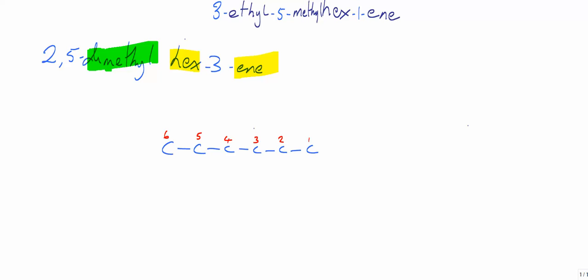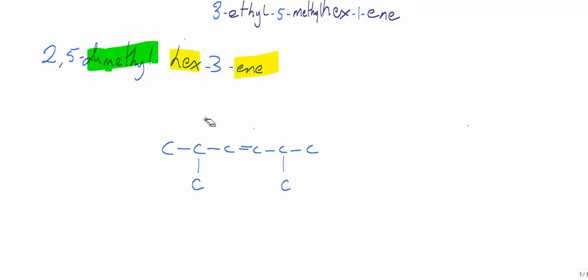Well, let's put everything together, shall we? Let's start with the hex-3-ene. Now that 3 is telling us that the carbon-carbon double bond is between carbons 3 and 4. So let's put our carbon-carbon double bond there. And we can put our 2 methyl groups firstly on carbon number 2 and carbon number 5, like that. Oh, sorry, make that a carbon, not number 5. There we go. Okay, so we have that set, and all that we need to do then is get rid of those numbers and just add the hydrogens.